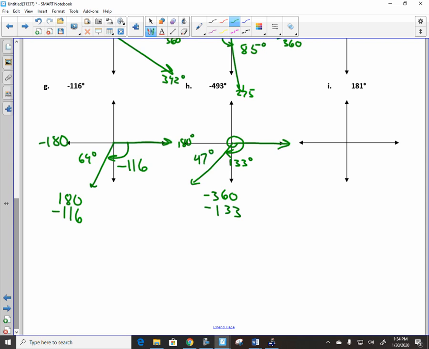And finally, the last one, 181. Looking for the angle between the terminal side and the x-axis. 1 degree.